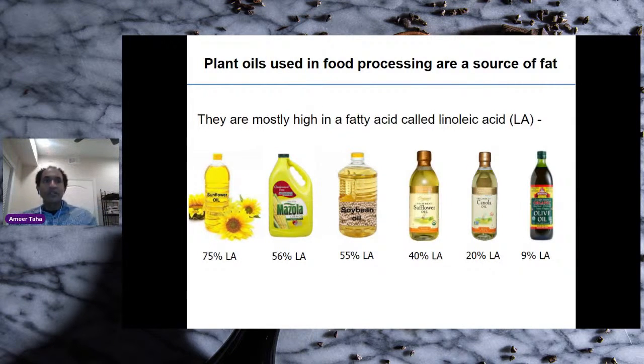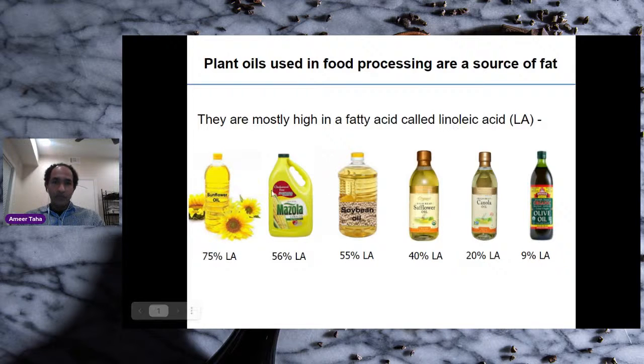All right. So lipids, they're in food. They're delicious, as most of you know, but they're also in our heads. They're in the brain. So today I'm going to talk about some of the impact of how oxidized lipids can affect the brain. Now, plant oils used in food processing are a source of fat, and they are mostly high in a particular fatty acid called linoleic acid, which I'll abbreviate here as LA.